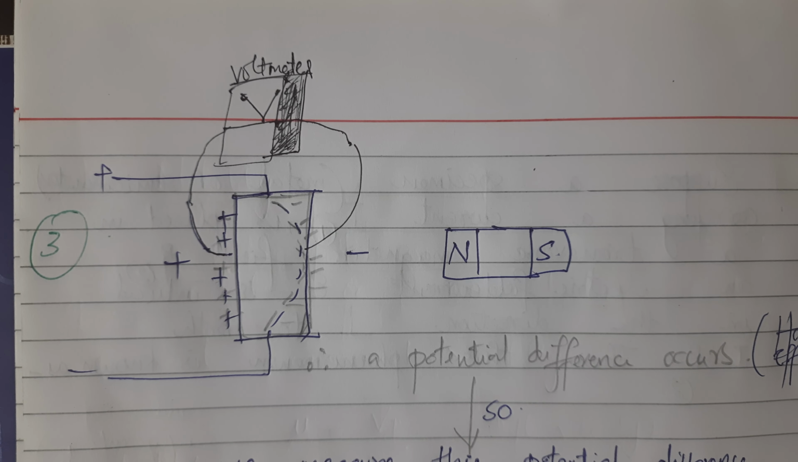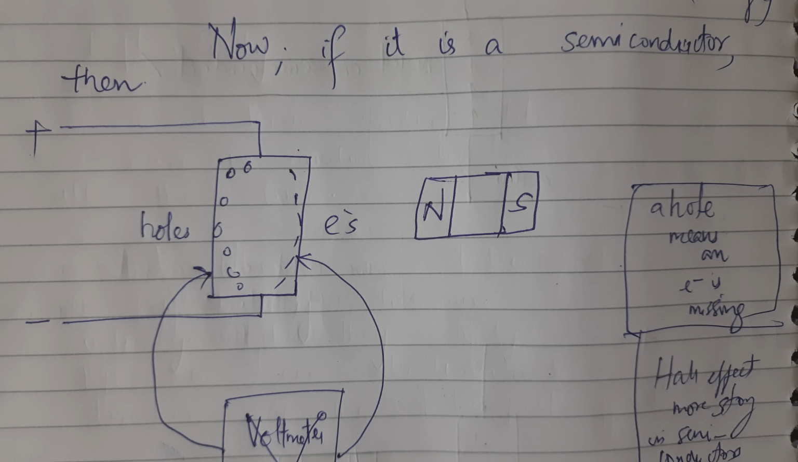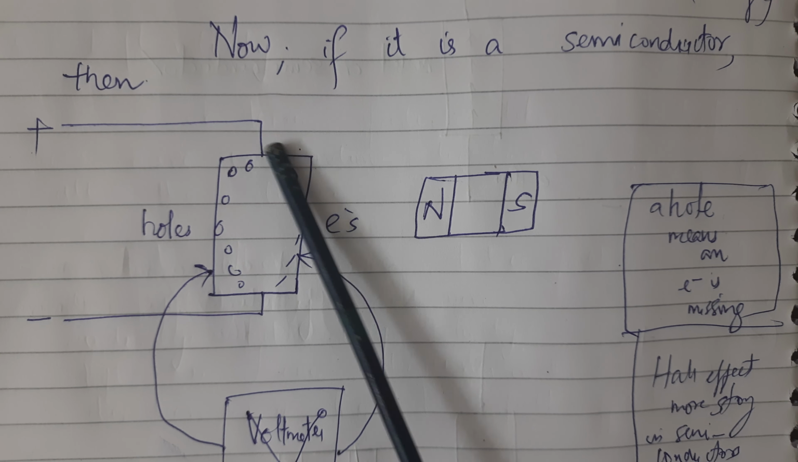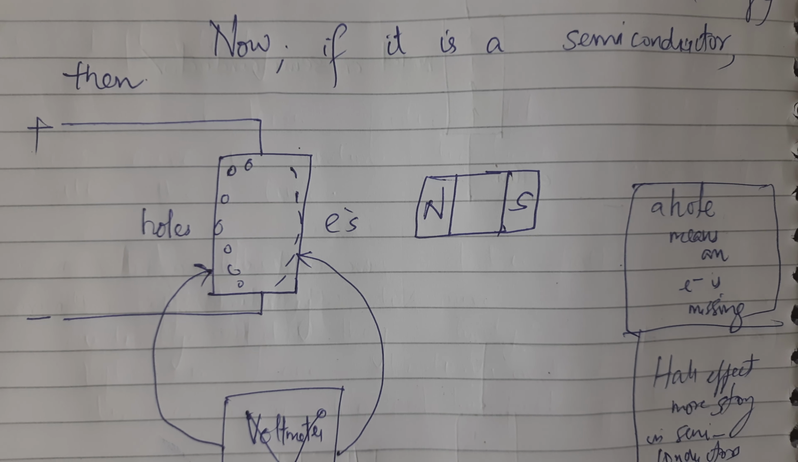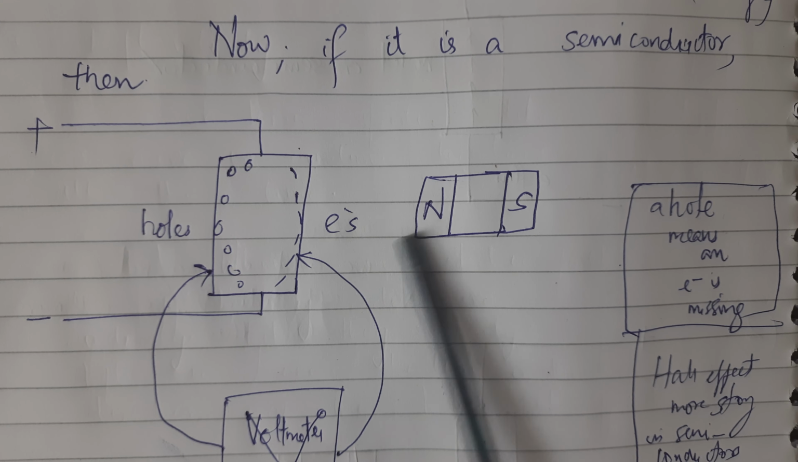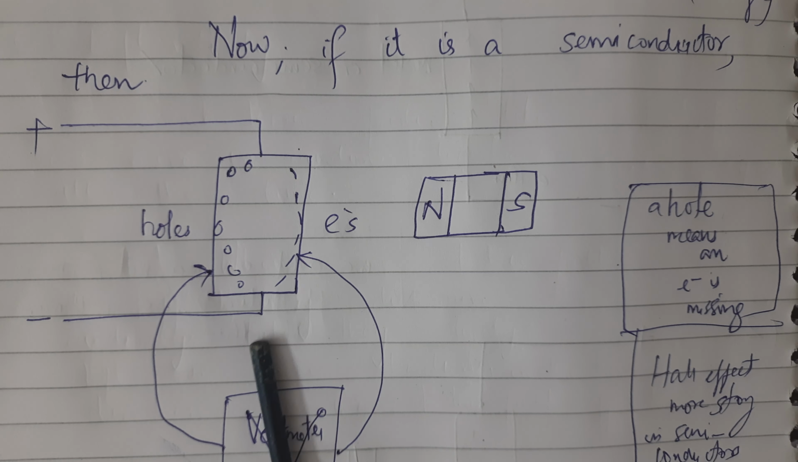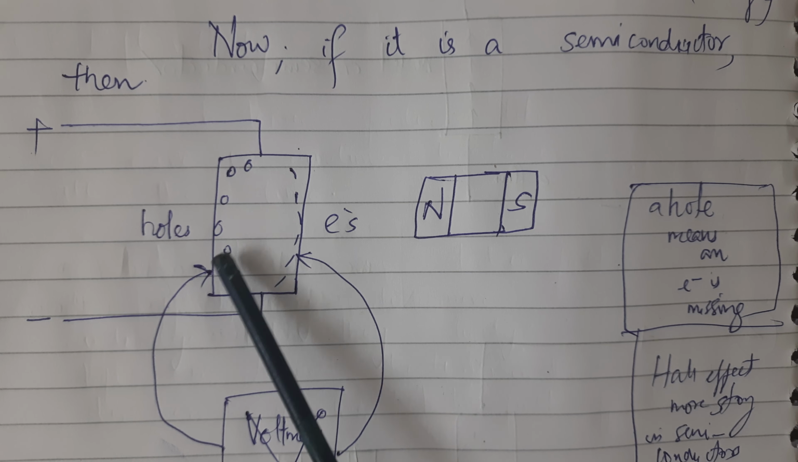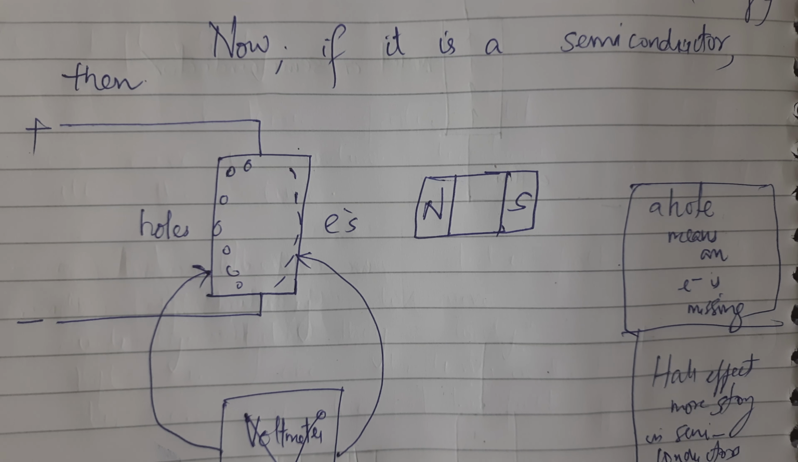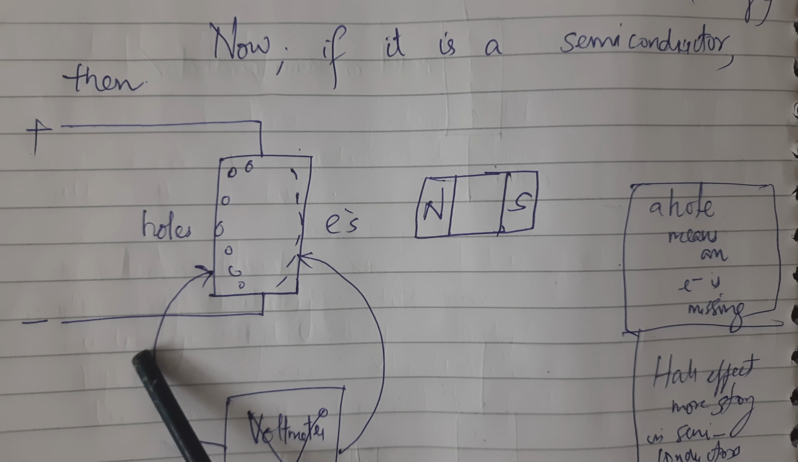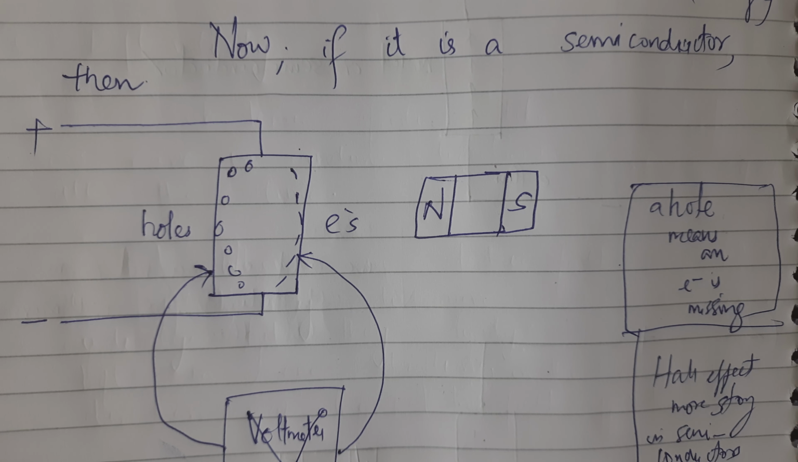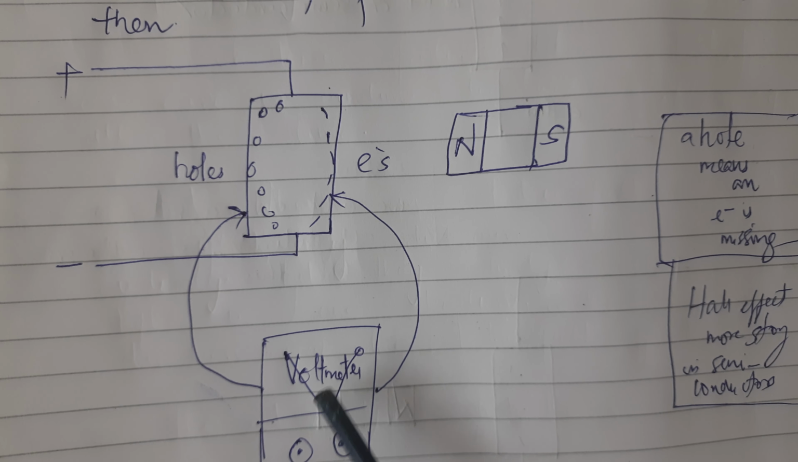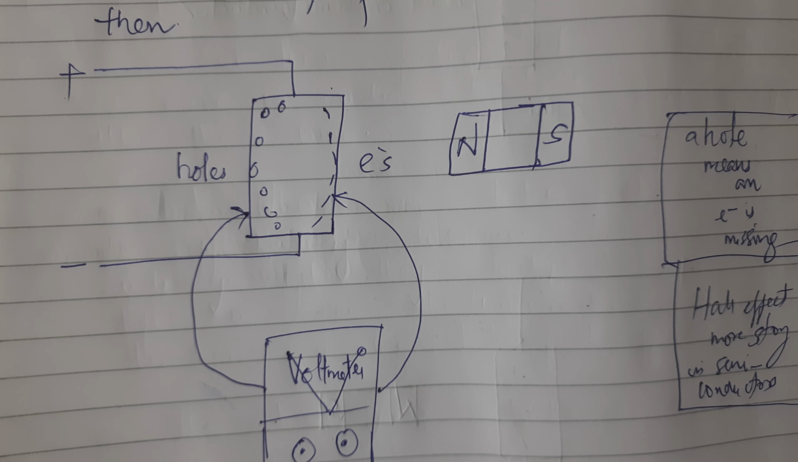Now if it is a semiconductor, there will be electrons accumulating, and we say there will be holes. There is an absence of electrons. So if you measure it, you can see the same thing, only instead of positive charge, we say holes. So a hole means an electron is missing. And the Hall effect is stronger in semiconductors. Still, it is generally a very low voltage when we measure it with a voltmeter.